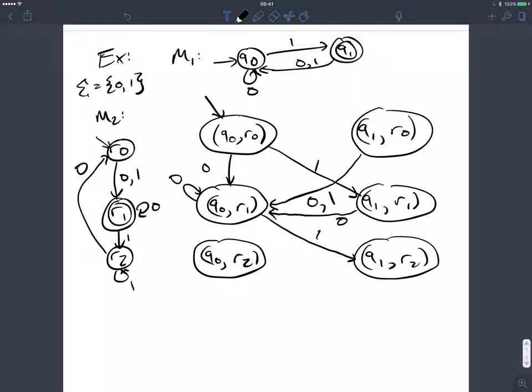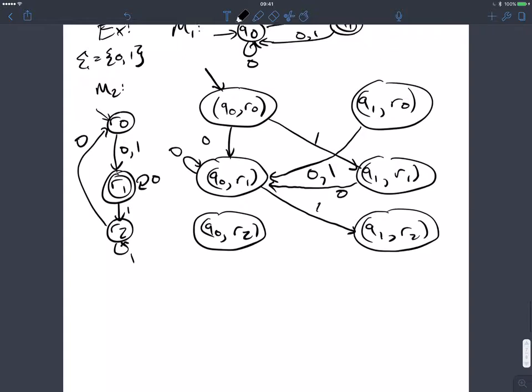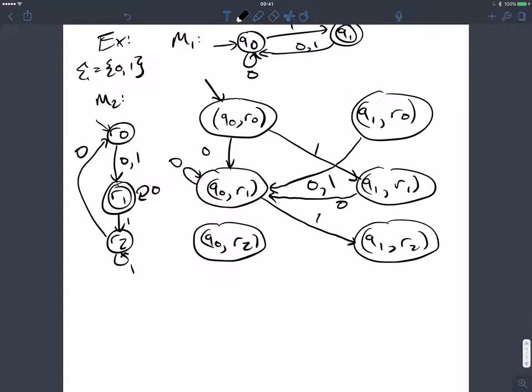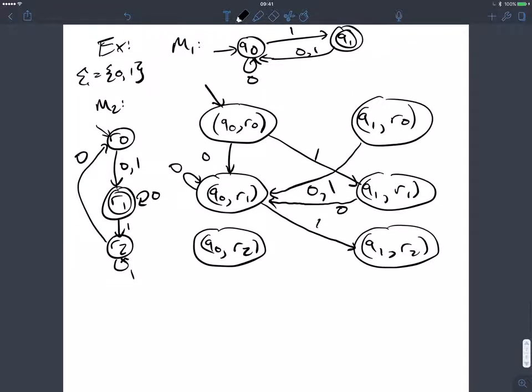Are tables better or state diagrams better? Tables. Thank you. So just letting you know before you get your problem set 1. Use the table.